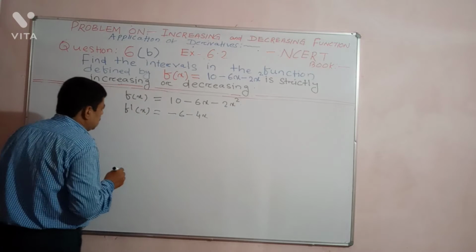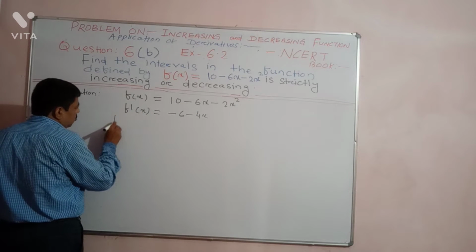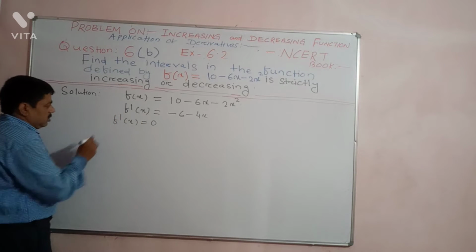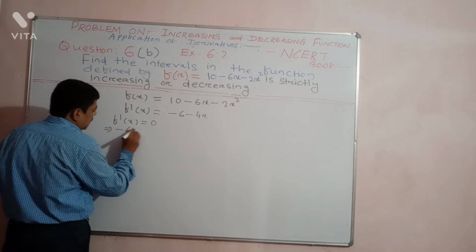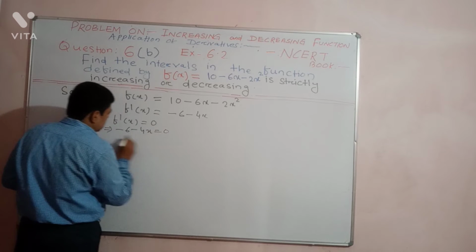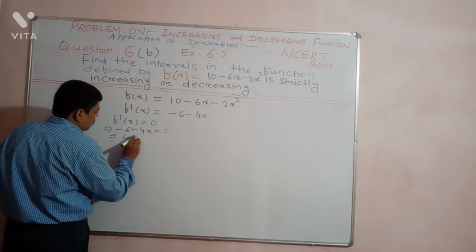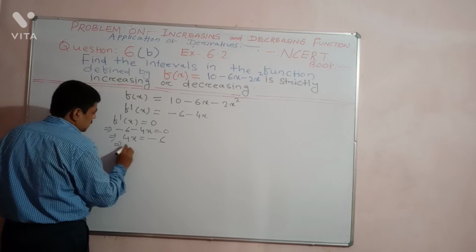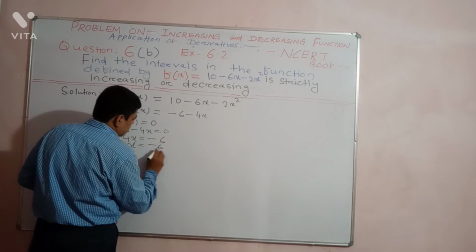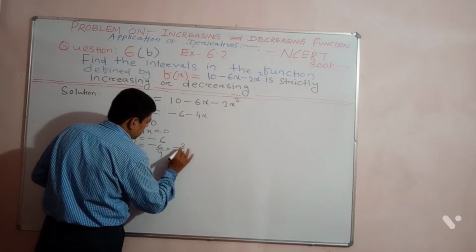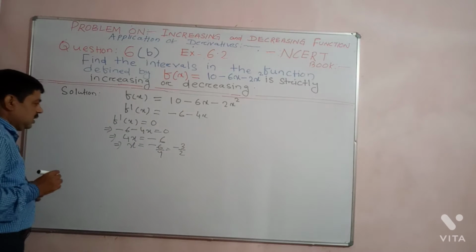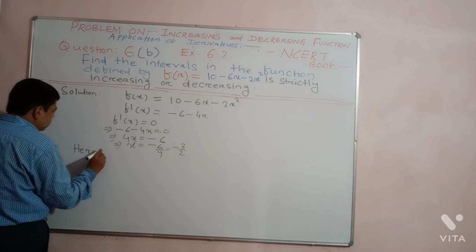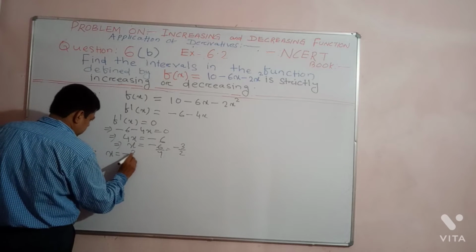Now let us equate the derivative of the function to 0. f'(x) = 0 implies -6 - 4x = 0, which implies 4x = -6, and x = -6/4, or -3/2. Here the real number x is -3/2.